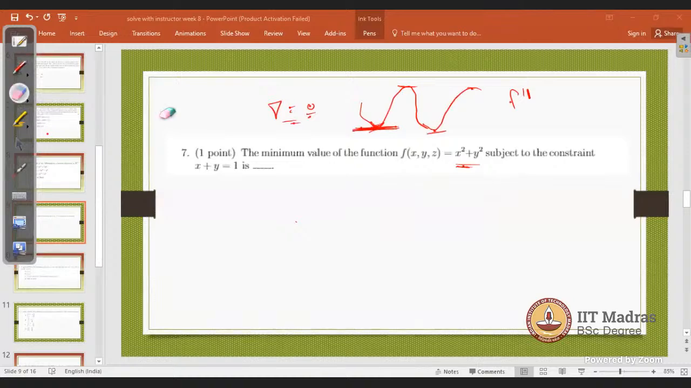Yeah, based on whether your function is convex or not. If it is convex, then obviously it will give you the minimum value, and if it is a concave function, that will give you the maximum value.